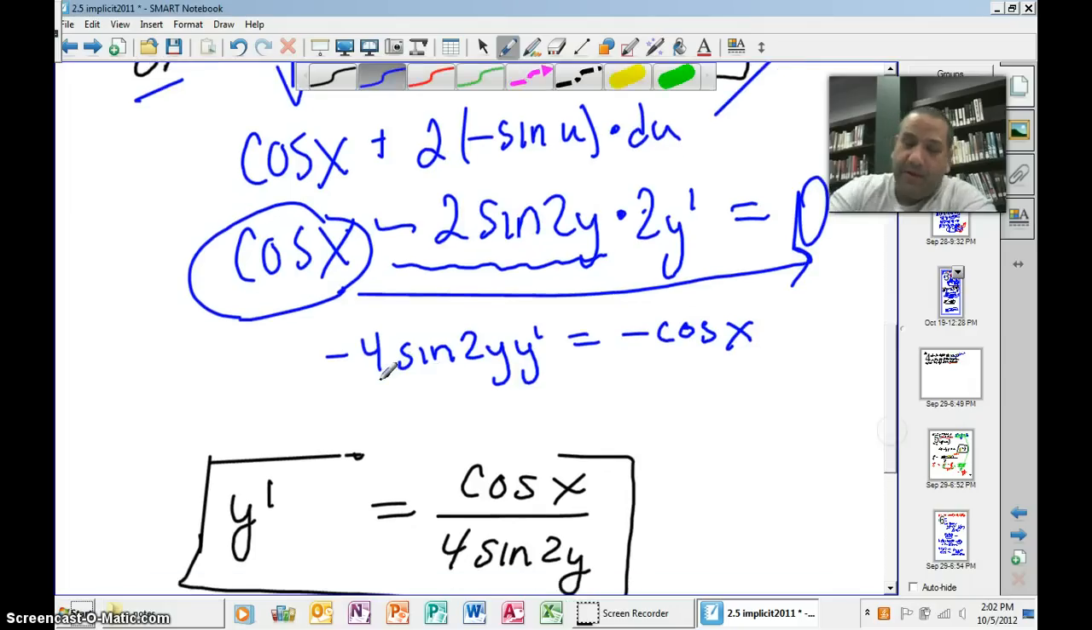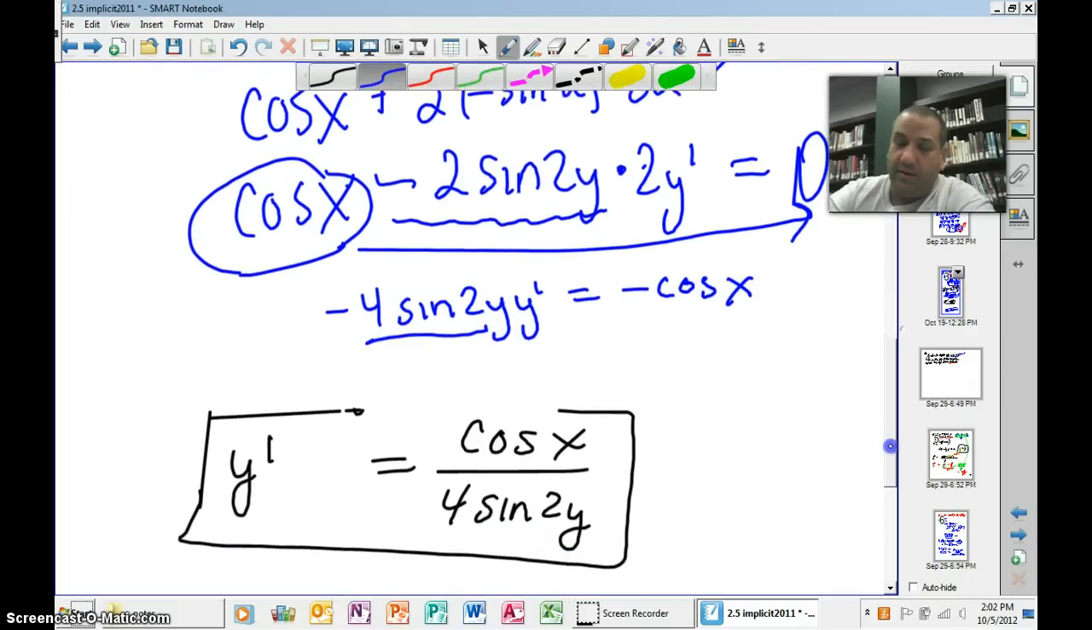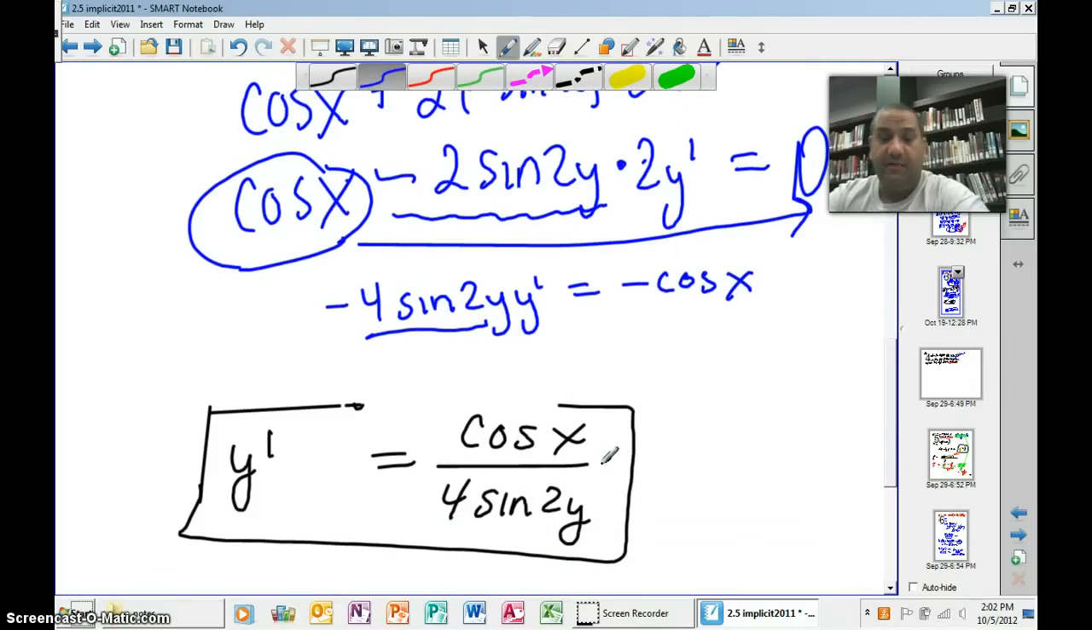Anyway, now I divide by this, and I get that. You might say, well, where do the negatives go? Remember, negative divided by a negative is a positive, so that's where I got it. Trig functions, no problem. All right? Any questions? One more, please.